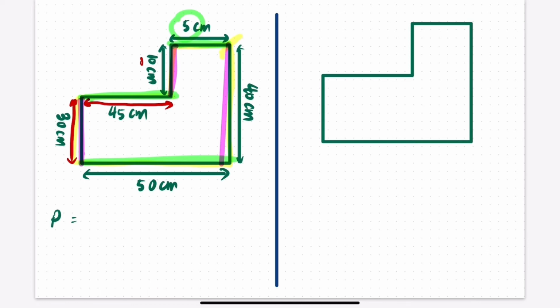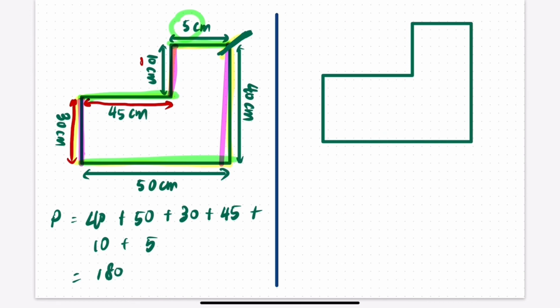I'm not going to trace it anymore because the whole figure is full of colors now. You can trace it yourself. Just make sure you start here and end here. Alright? So now it's 40 plus 50 plus 30 plus 45 plus 10 plus 5. That gives you 180. Alright, I'm going to call this method 1.